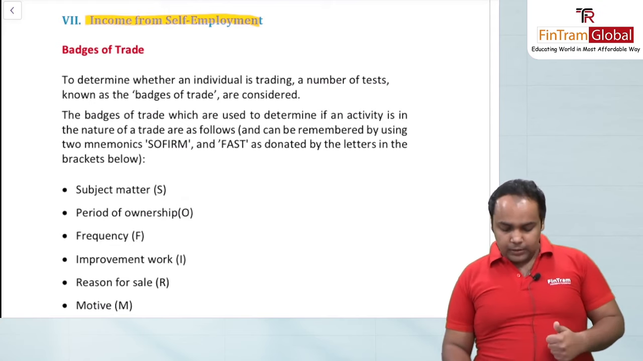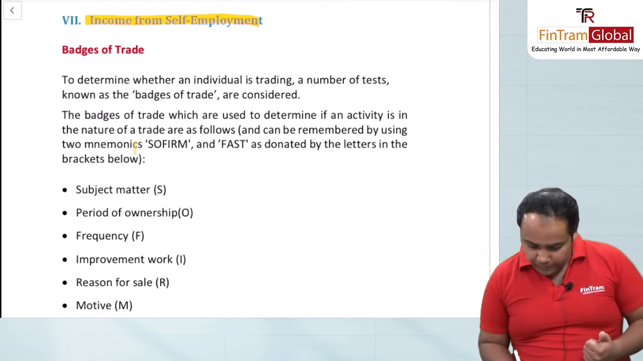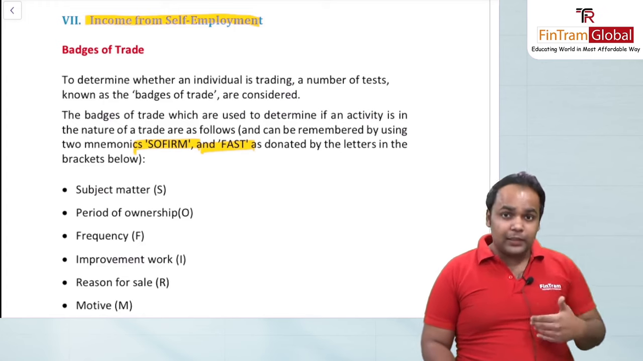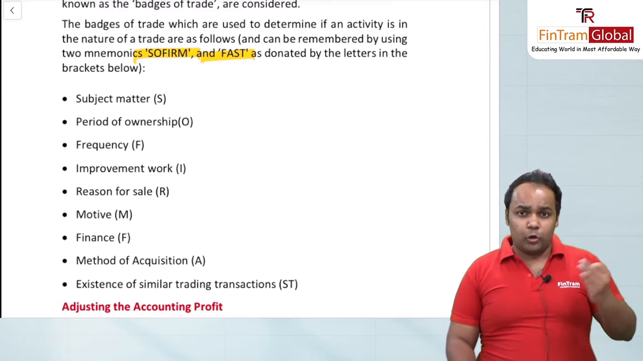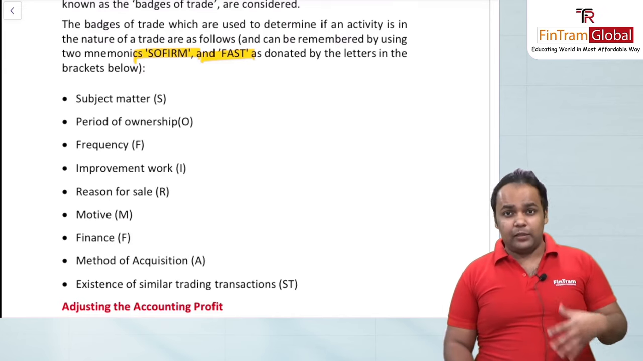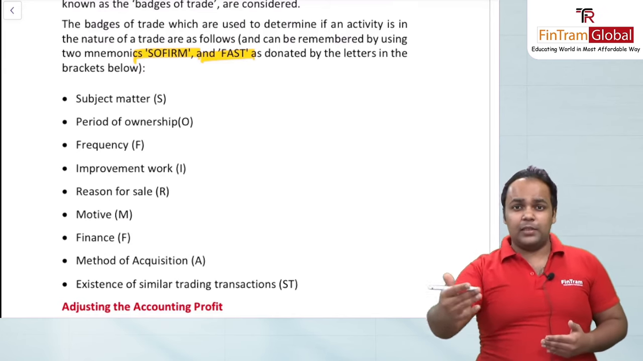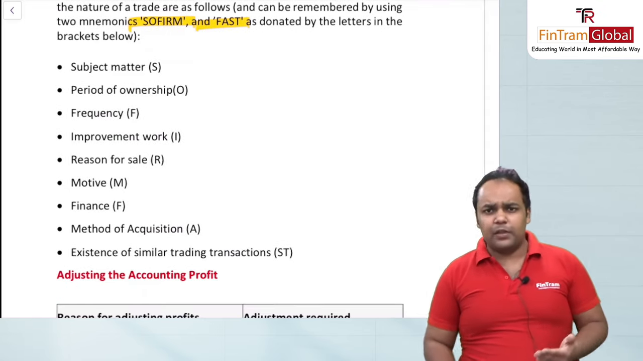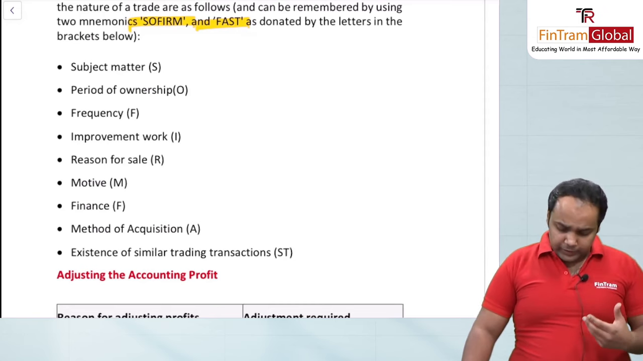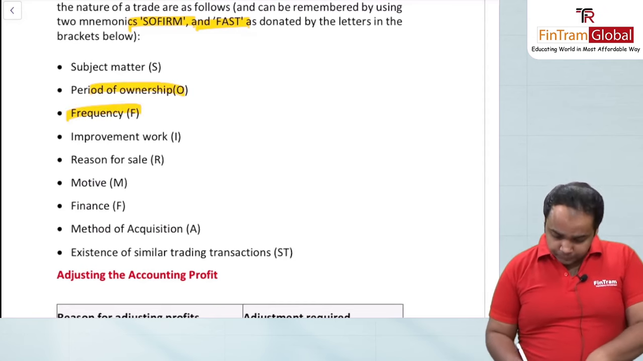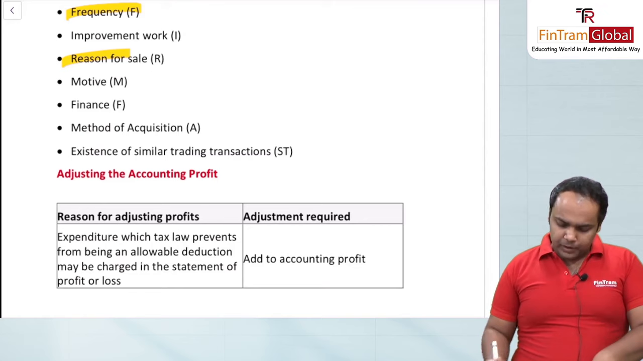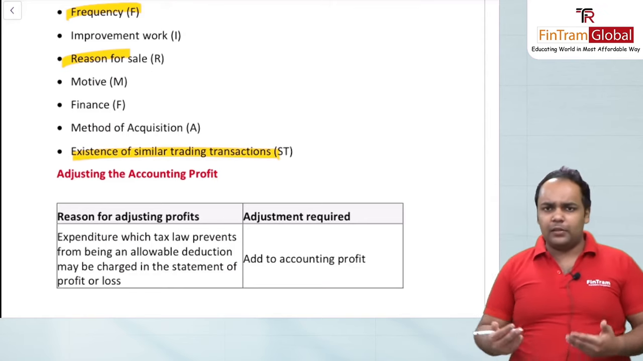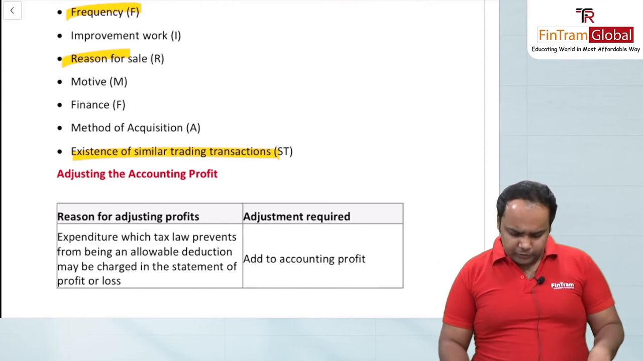We have a number of badges that can be remembered by the mnemonic of so, firm, and fast. Each of these denotes a certain criterion that an individual has to meet to be considered a self-employed person. For instance, the period of ownership of an asset: if it's a short period, it's likely they're in a trade because ownership passes as they make a sale. Frequency: if the number of transactions is frequent, then it obviously indicates trading. If the reason for sale is the profit motive, it again indicates the existence of a self-employed relationship. If similar transactions are carried out on a recurring basis, it obviously indicates trade.